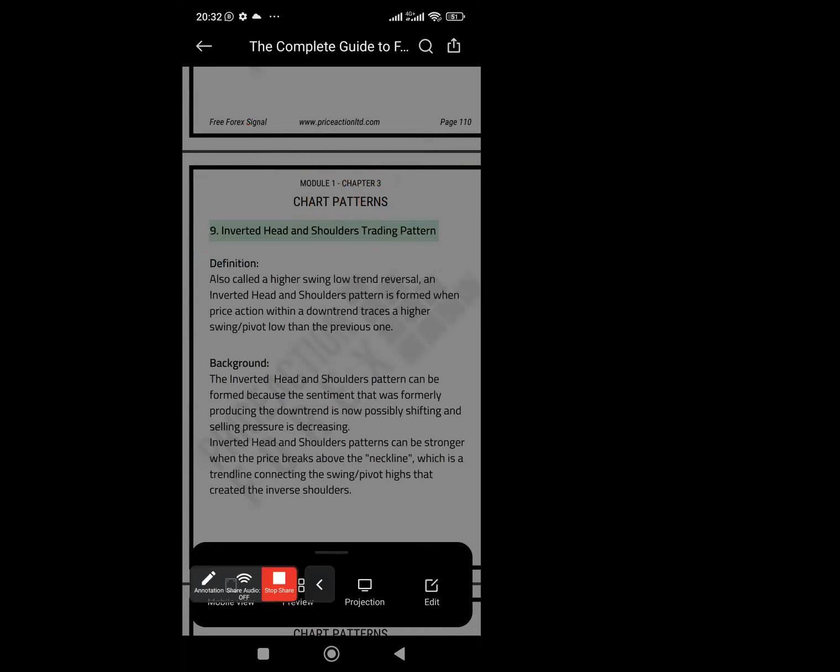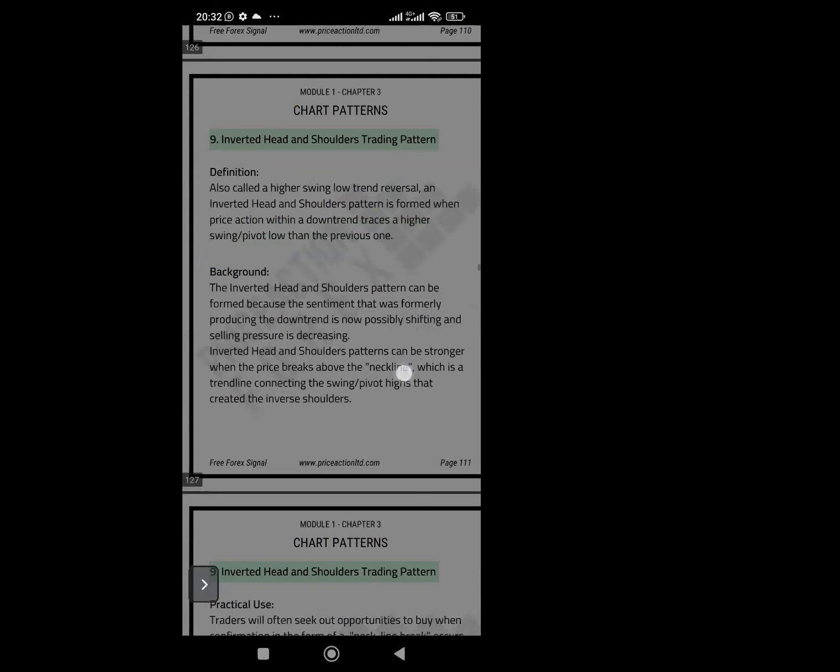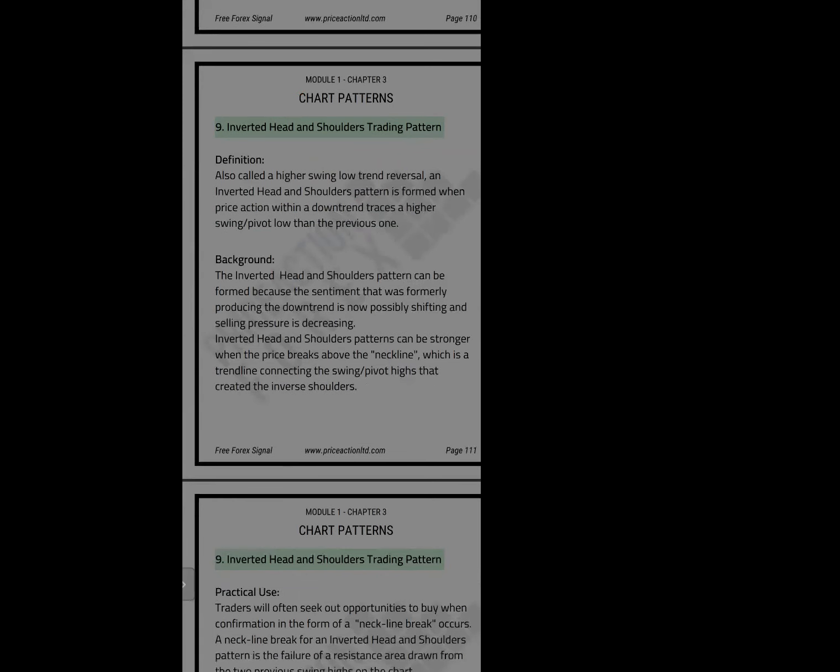All right. The other said the inverted head and shoulder pattern can be formed because the sentiment that was formerly producing a downtrend is now possibly shifting and selling pressure is decreasing. So, for example, let's say there is a fall in the market where everybody started selling. And at that time, the fall was corrected. That means the sentiment that started pushing that market down has started shifting, and the number of people that are selling has now reduced, while buyers start to set in.